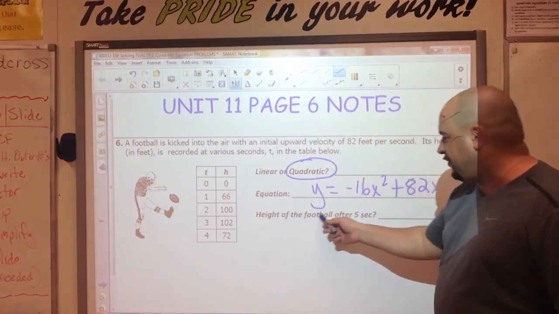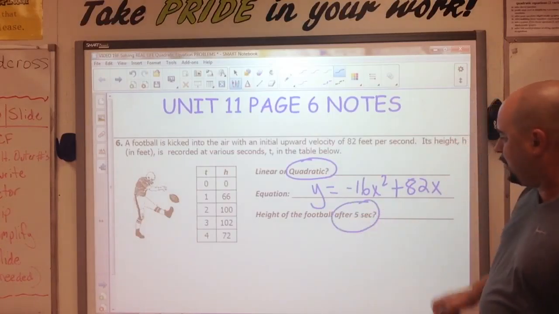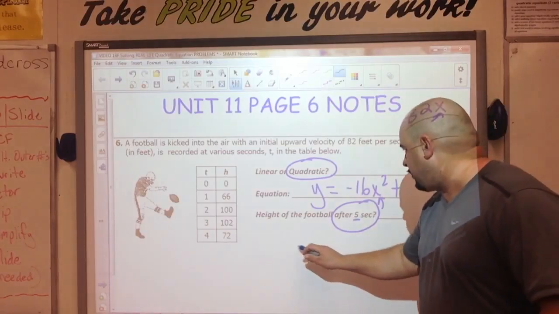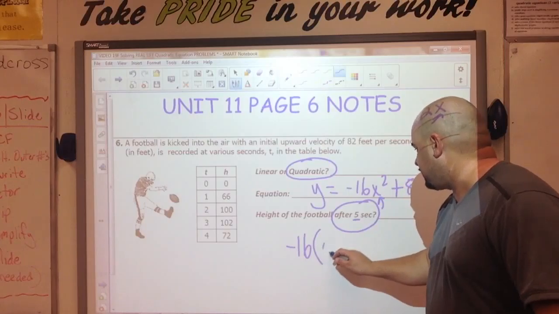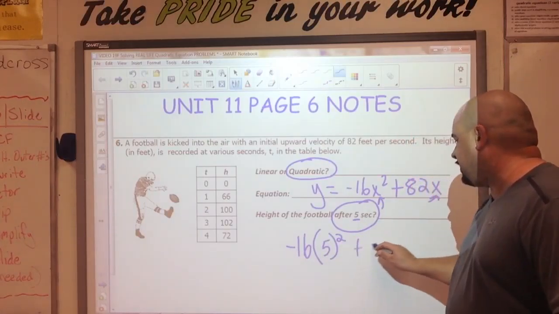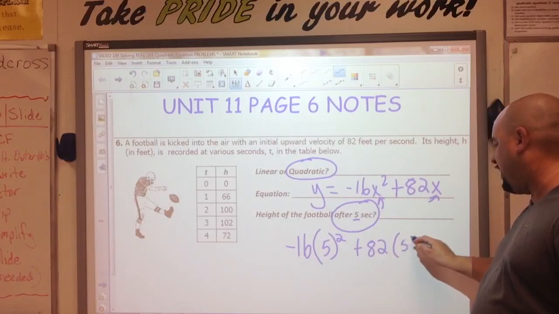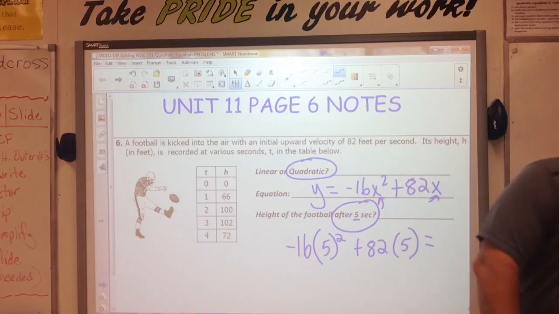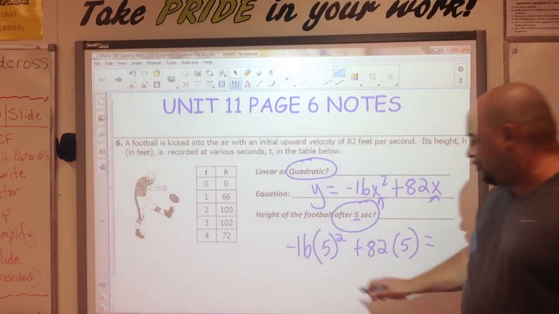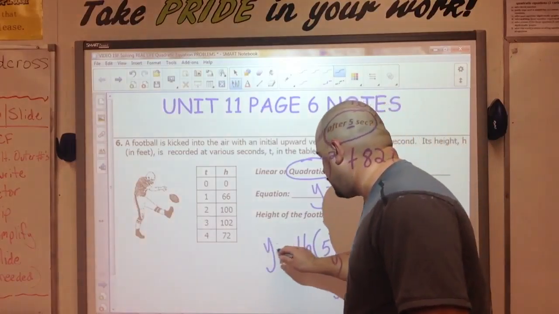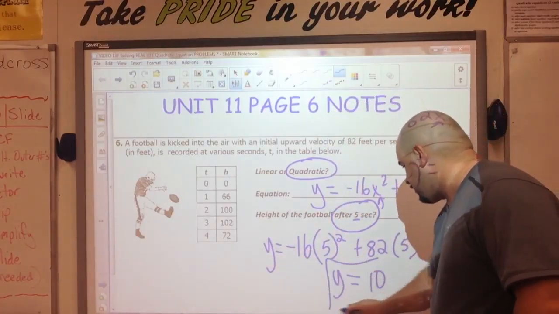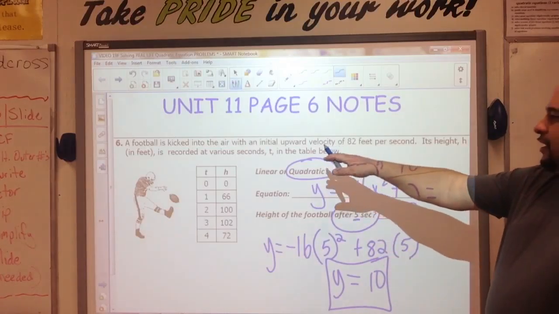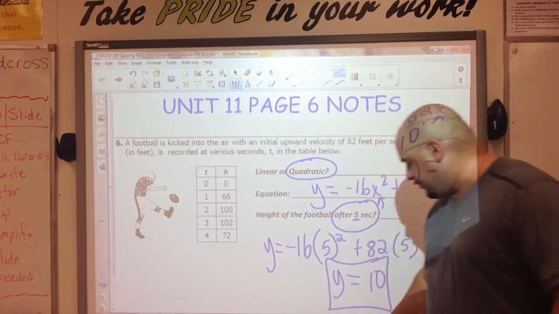Now it says, what is the height of the football after 5 seconds? So I'm going to take this 5 and plug it in where the x's are. So I would have negative 16 times 5 squared plus 82 times 5. And if you put that in your calculator, you will get y equals 10. So after 5 seconds, the height, which is recorded in feet, will be 10 feet.